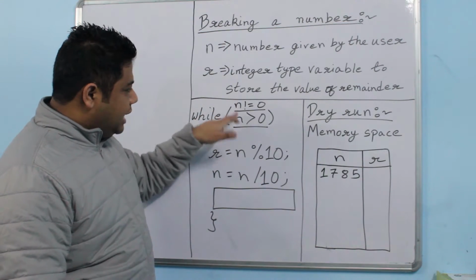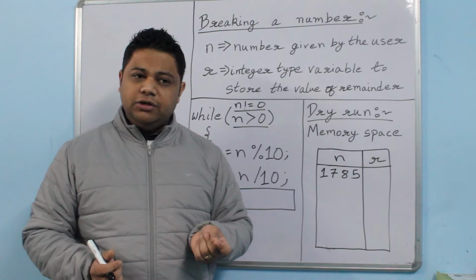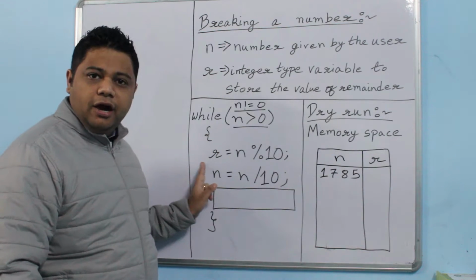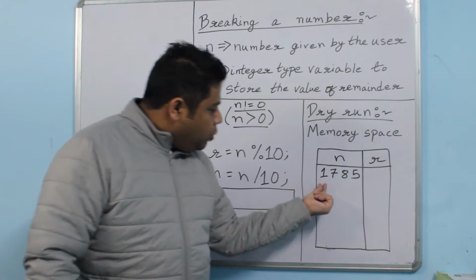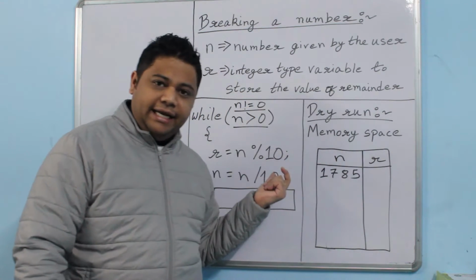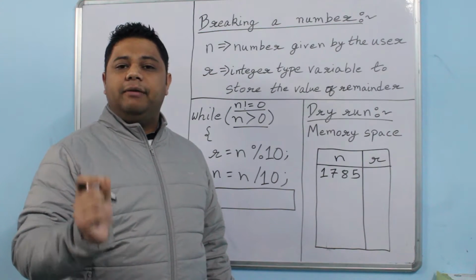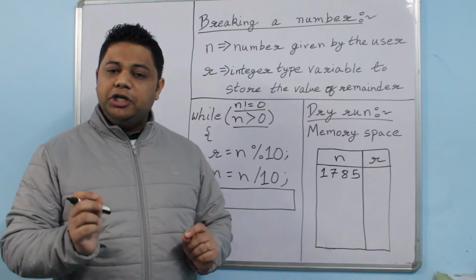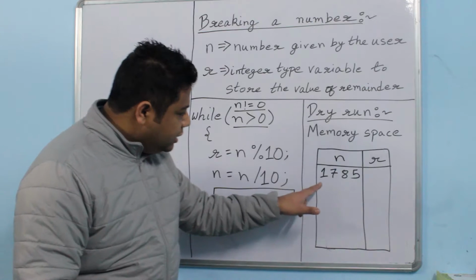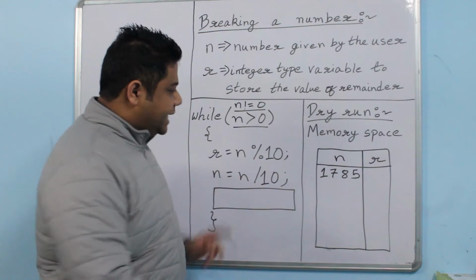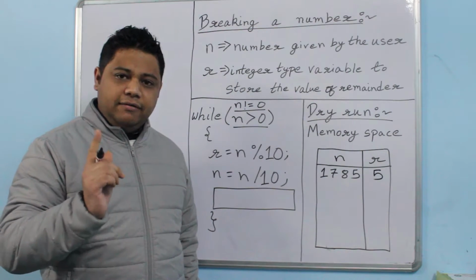We have the first condition, either of the conditions we can use. So n is greater than 0. Obviously n is greater than 0, so it will go inside the body of the while loop. R equals n modulus 10. So 1785 modulus 10. For this we don't need rough work, because I have already told you, whenever you divide a number by 10, the answer is going to be the number in the unit place, the last digit. So 1785 modulus 10 will be 5. The value of R over here is 5.